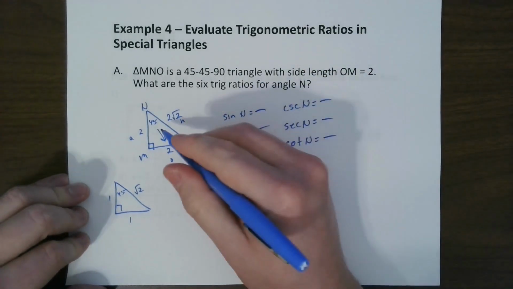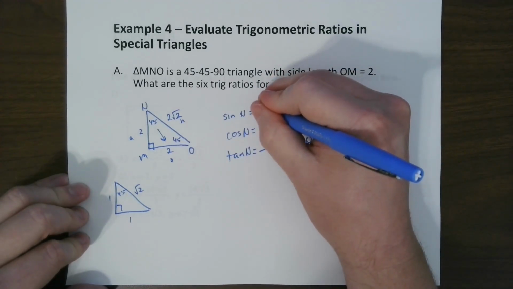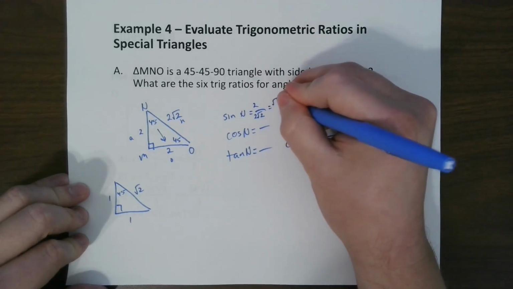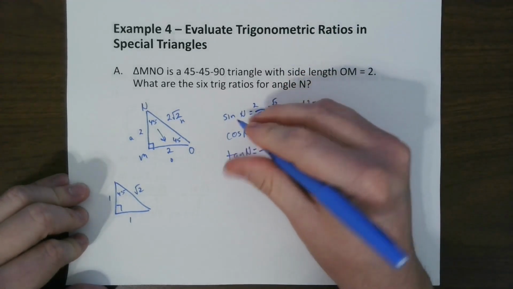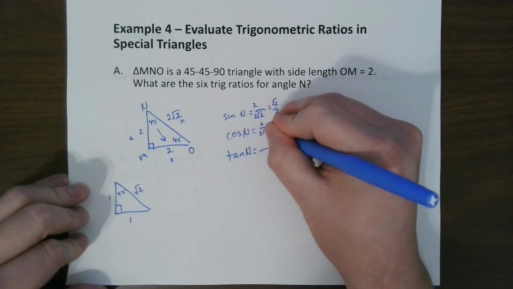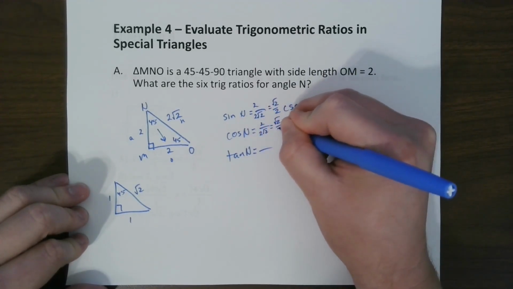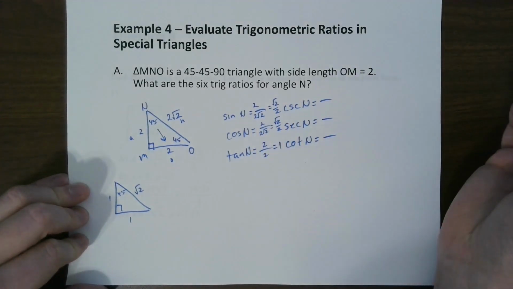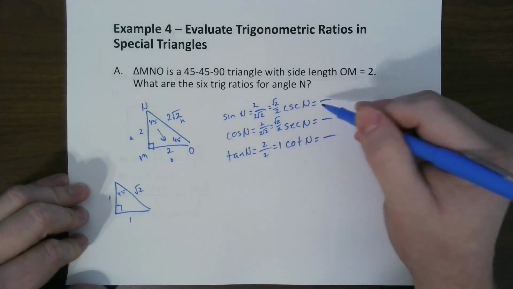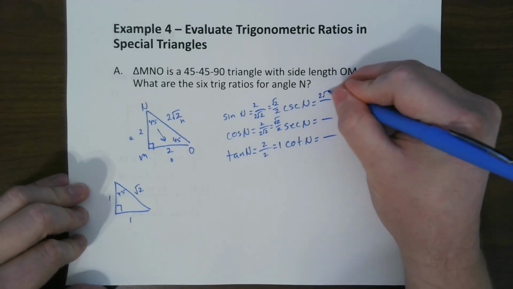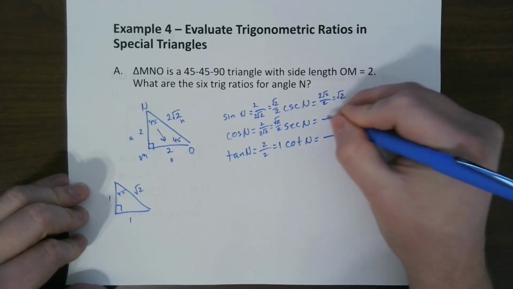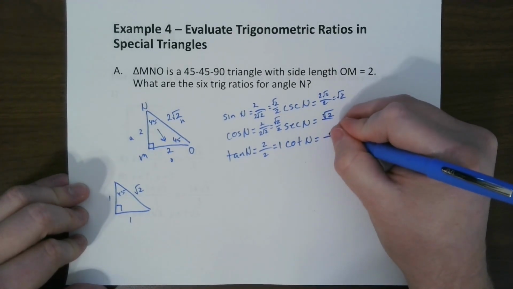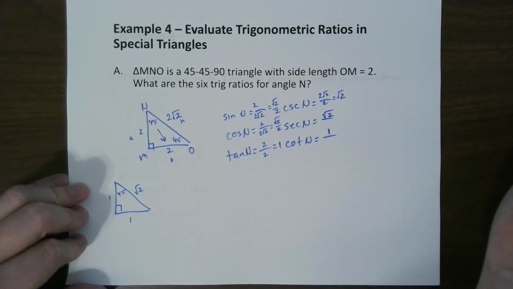So sine would be opposite over hypotenuse, so 2 over 2 radical 2, which if you clean it up, ends up being radical 2 over 2. Cosine is the same thing, 2 over 2 radical 2, so it's radical 2 over 2. And then tan will just be 2 over 2, which is 1. Cosecant is 2 radical 2 over 2, which is radical 2. Secant's going to be the same, so it's just radical 2. And cotangent is just 1.